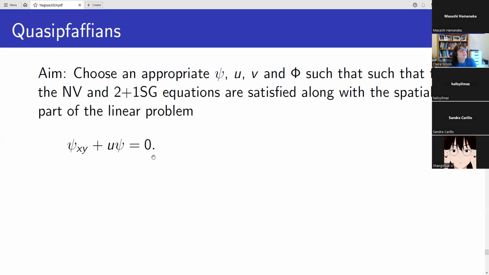I need to choose these so that the Novikov-Veselov equation is satisfied. Now, I know I can do it if I let everything commute, because I can write all the terms down in ratios of determinants that can be written as quasi-Pfaffians. So I know that will work. Question is, what happens if you don't have things commuting?